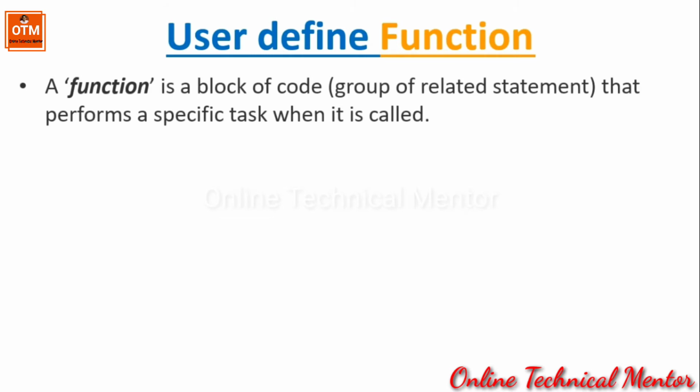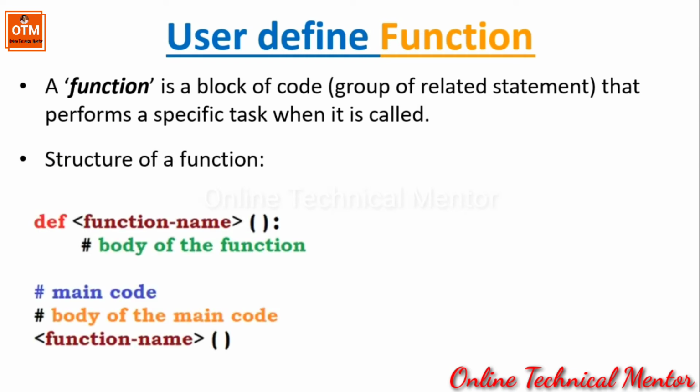What is a user-defined function? A function is a block of code, group of related statements that perform a specific task when it is called. First of all, let me show you the structure of a function. Look at this diagram. A function starts with a def keyword. This keyword defines a function. After that, we have to write the function name. The function name does not start with a number. The name must not include any space or special character other than underscore.